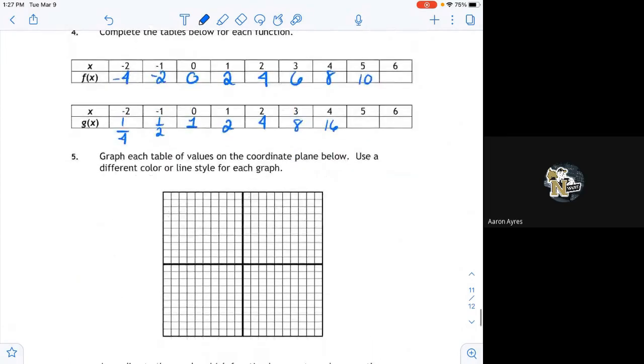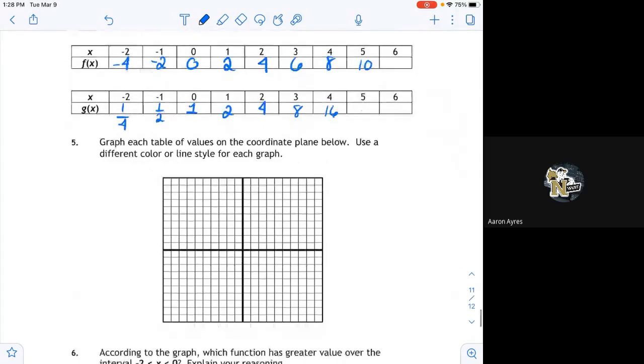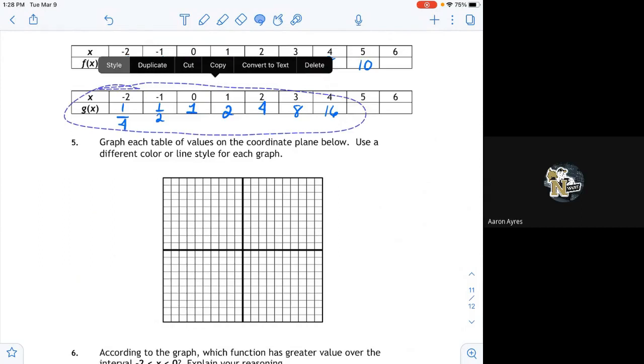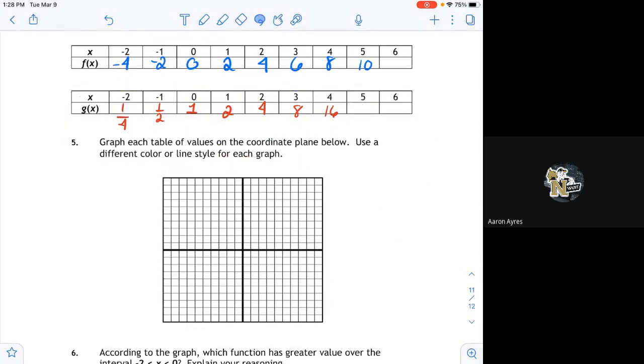All right, let's get some of these plotted. You guys can do some of this, okay? Get some of these points plotted on here with me. Let's see what we got here. So I'm going to graph F in blue and G in red, okay? And I'm just going from -2 to +3 for right now, okay?